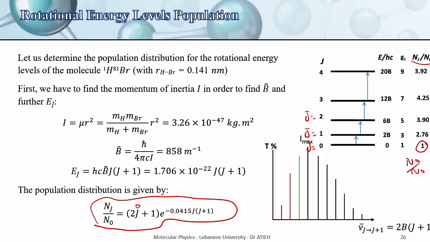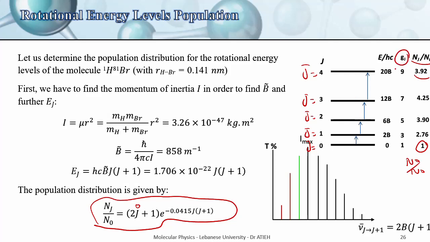And then for J equals 2, we have a population of 3.9, which is even more occupied than 1 and 0. And J equals 3 has the highest population, as it appears, it's 4.25. Then after J equals 3, we will get a smaller population, 3.98, which corresponds to J equals 4. So we deduce that the highest population is at J equals 3. So it means that this level, with the quantum number J equals 3, is the most populated, contains the highest number of molecules.